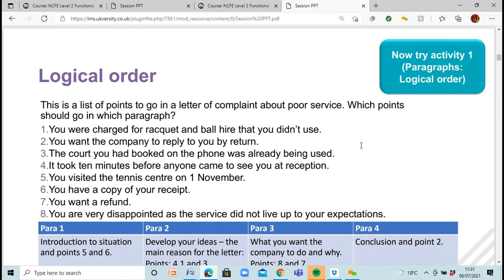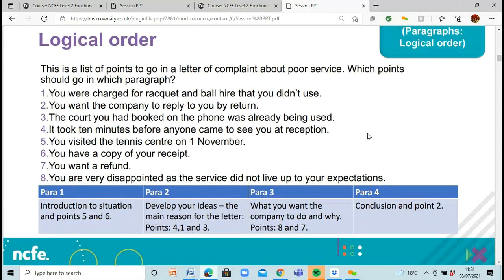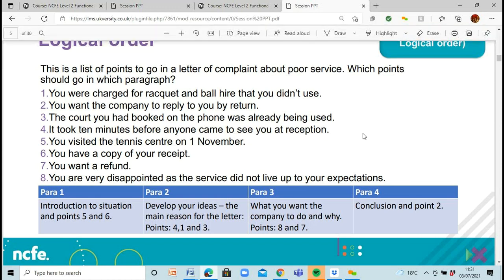And then we've got this for logical order. In this one, this is a complaint letter. Somebody's been to play tennis or racquetball and they've booked a court, but when they went there, they didn't get anything given to them on time, they got overcharged and so on. Now they're writing a letter of complaint about poor service. We've got all of these different points in here.